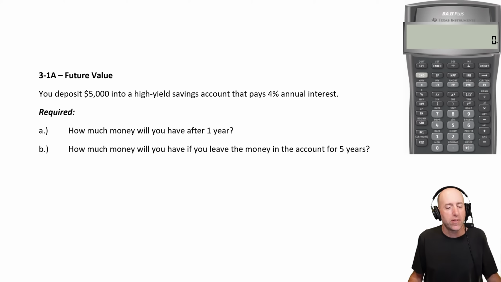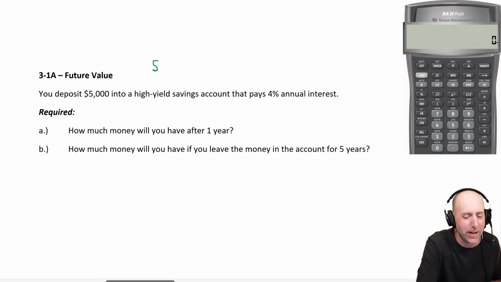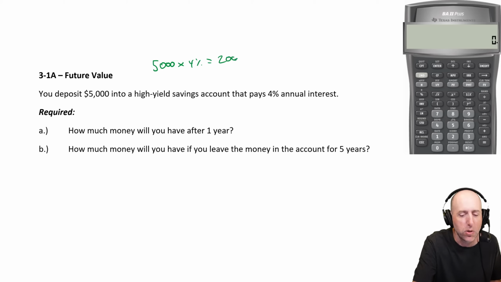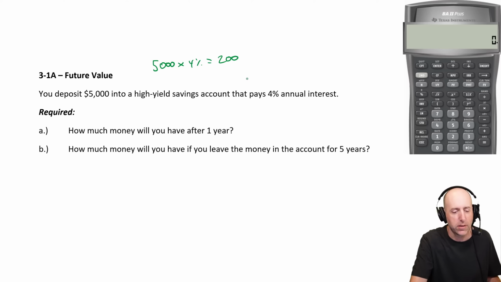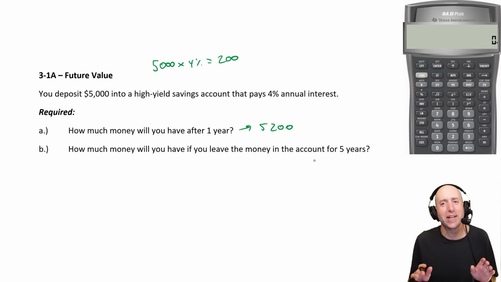You deposit $5,000 into a high-yield savings account that pays 4% interest. How much money do you have after a year? Well, I don't need any fancy finance to tell me this, right? It's $5,000 I'm putting in. It earns 4% interest, so that's $200 it's going to earn this year. So if I start with $5,000, I'll have $5,200.